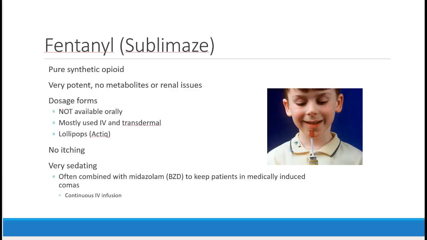Fentanyl is a pure synthetic opioid. It's extremely potent. When we're talking about these other drugs, like hydromorphone, we might give a milligram IV. With fentanyl, we're looking at giving 50 or 100 micrograms. So it's a very, very potent medication.